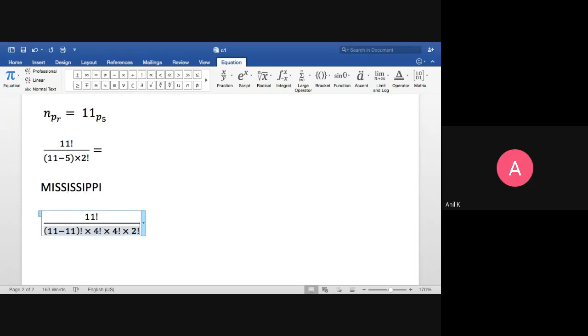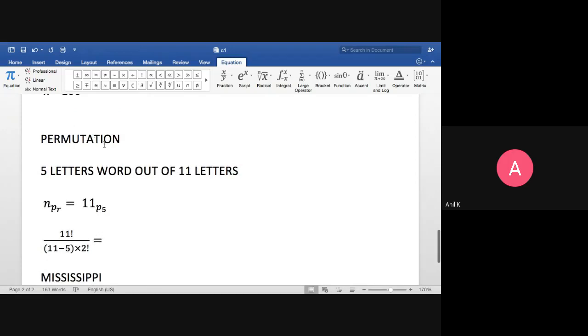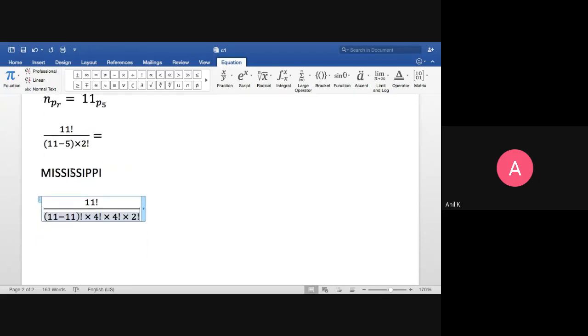So as many times as the letters are repeating, that many factorials are coming. But in the previous example, only T is repeating. That's why I kept only 2 factorial. No other letters are repeating. But when it comes to Mississippi, S is repeating 4 times, I is repeating 4 times, P is repeating twice. So I have to put 4 factorial into 4 factorial into 2 factorial. One 4 factorial is for S, another 4 factorial is for I, another 2 factorial is for P. If some other letter is repeating twice, then again I have to put 2 factorial.